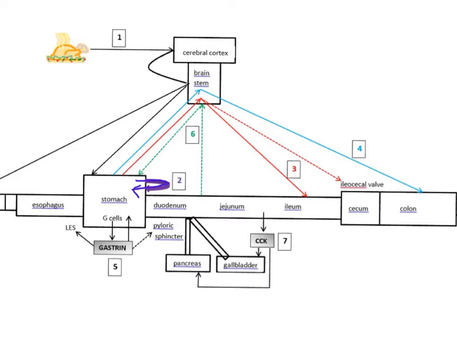So no information now is going to the cerebral cortex, and this is going to be what's known as a short reflex. So the stimulus within the stomach is the distension of the stomach. So there's going to be stretch receptors in the stomach that are responding to the volume of food in the stomach, causing these mechanoreceptors to send a signal, an outgoing efferent signal that's going to be integrated within the enteric nervous system.